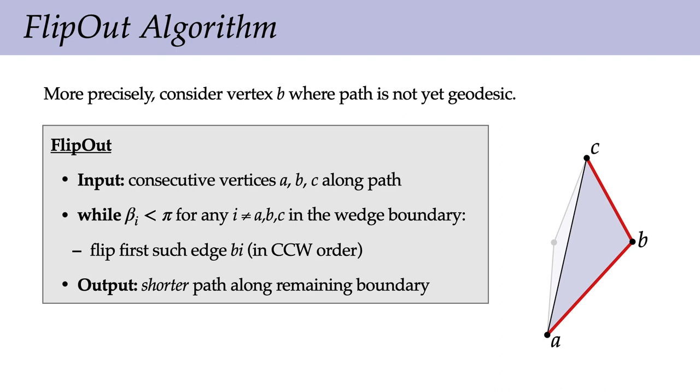Then, we'll take the path along the boundary, which is necessarily shorter than the path that we started with. So we just replace our initial path with that, and now we have a shorter curve than we started with. This routine always provably shortens the path, so we can just apply it repeatedly until the path is as short as it can be. It's a geodesic. Notice that this algorithm only needed lengths, angles, and edge flips, so we can immediately run it on an intrinsic triangulation.